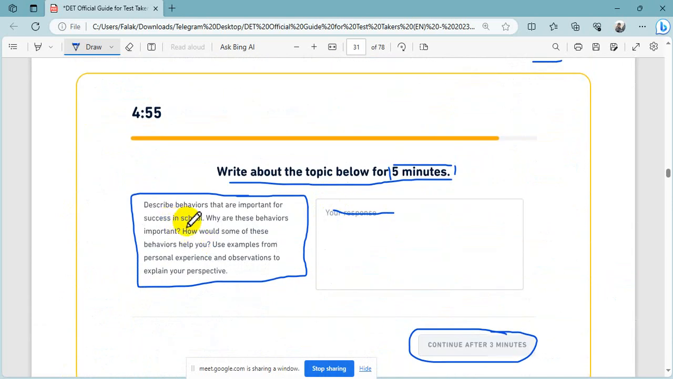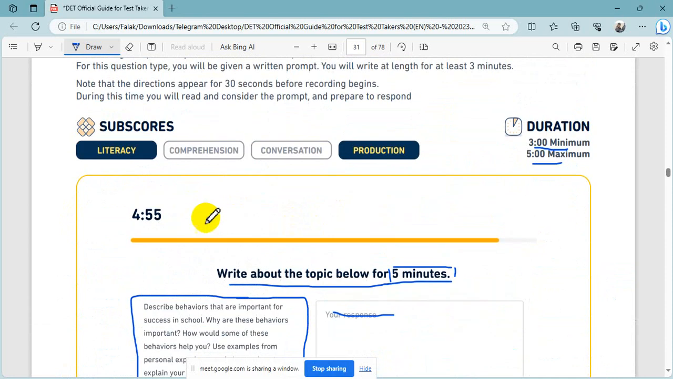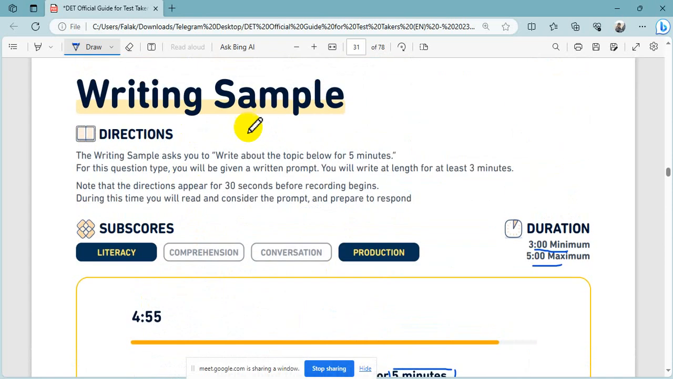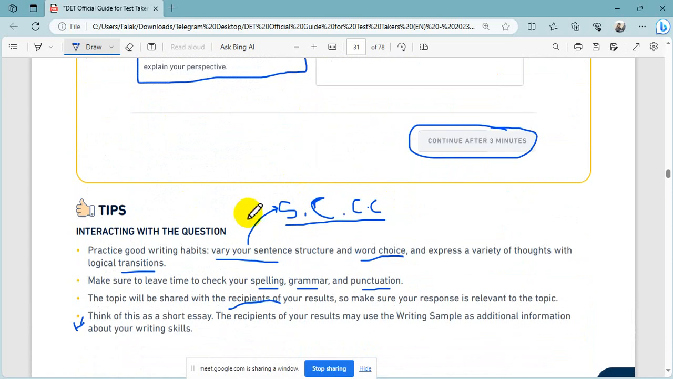On the left side it says describe behaviors. However, in the last session we spoke about this question type so much, but I just wanted to recap it. Describe behaviors that are important for success in school. Why are these behaviors important? How would some of these behaviors help you? Use examples from personal experience and observations to explain your response. So we have spoken about this prompt so much, and that's it. This is the whole story about the writing sample of the test. So I just recapped it.